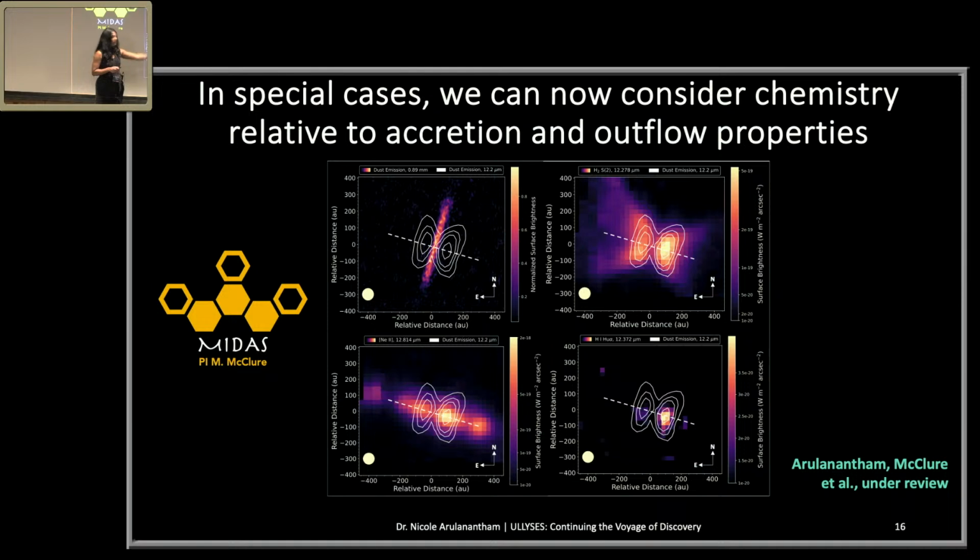This is also kind of a cautionary tale, right? Very little of the total Humphreys alpha. So for edge-on disks, all of those correlations between the hydrogen lines and the accretion.